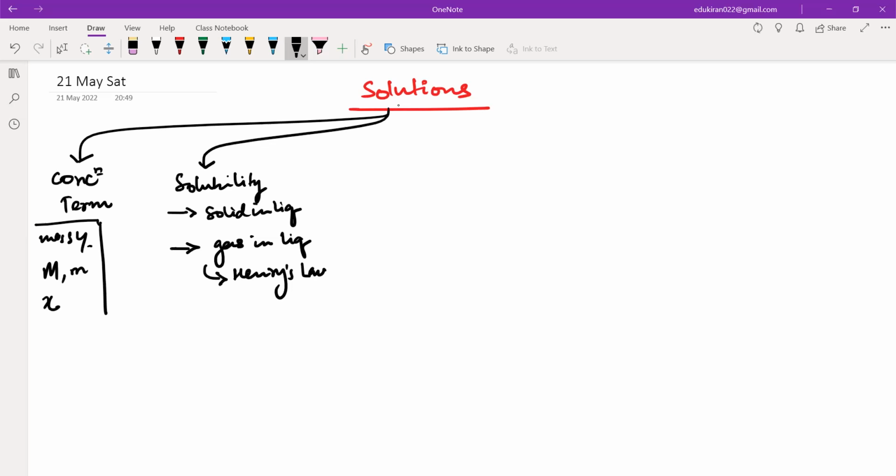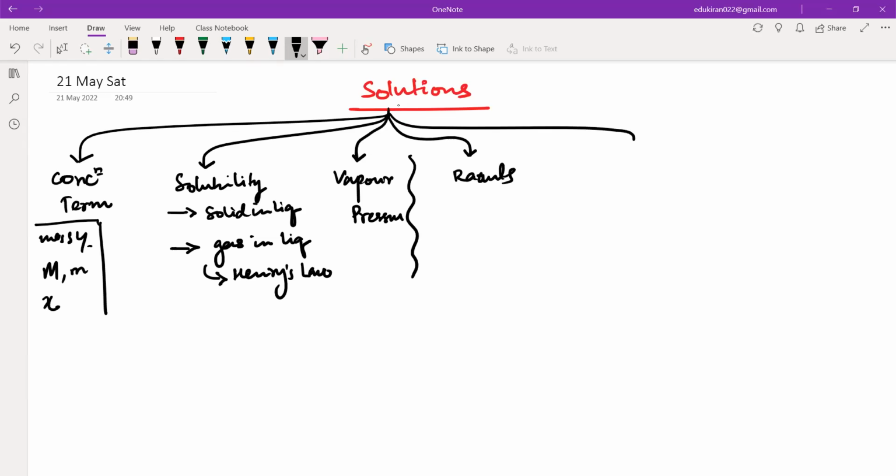हेनरीज लॉ. ओके, देन वी हैव अ नेक्स्ट टॉपिक दैट इज वेपर प्रेशर. उसके बाद आएगा आपका रॉल्स लॉ. तो ये वेपर प्रेशर तक हम लोगों ने पढ़ लिया, ठीक है? रॉल्स लॉ है, एंड आफ्टर दैट रॉल्स लॉ वी हैव colligative property.